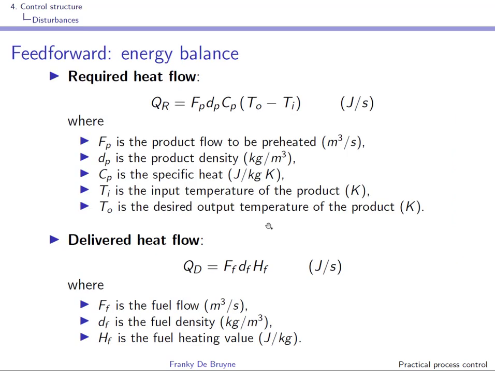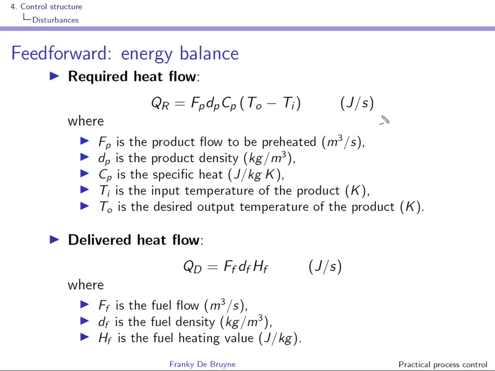So let us have a look at this energy balance feed forward. What we'll do is equate the required heat flow. This is the energy that you need to warm up the flow of product from its input temperature to its output temperature, and the output temperature will be, in this case, the set point temperature, and we'll equate it to the delivered heat flow. This is the heat that corresponds to a certain fuel flow. Of course, what we'll do is neglect all the losses in the preheating furnace.